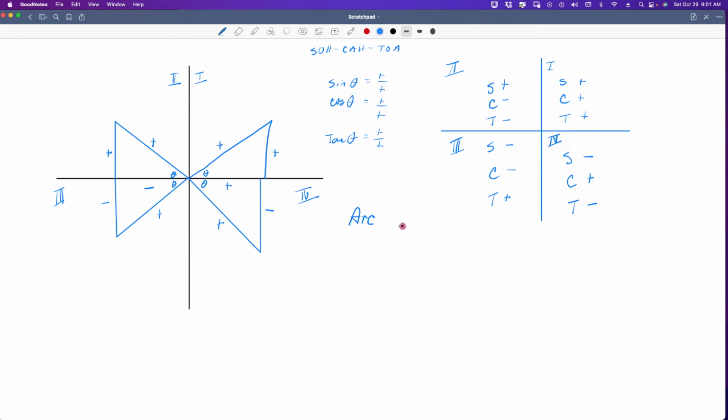So if I were to say the arc sine, I would want a positive and a negative that are connected to one another. So I'm going to use black. So that would be sine and sine. So that is a positive and a negative that are next to each other.